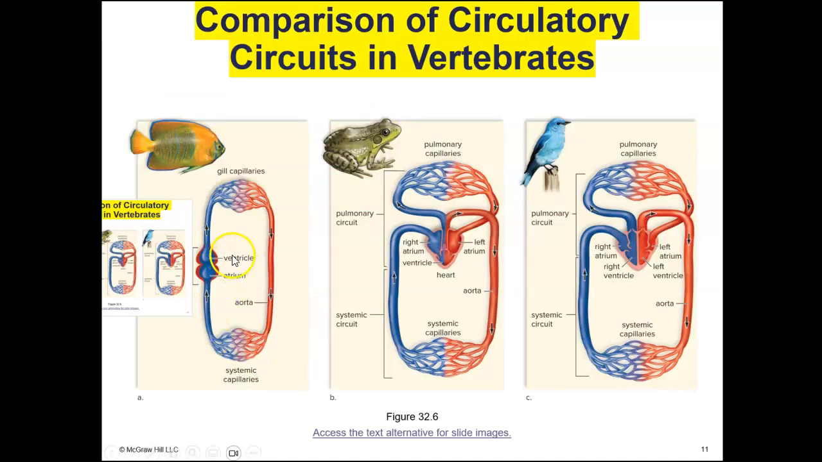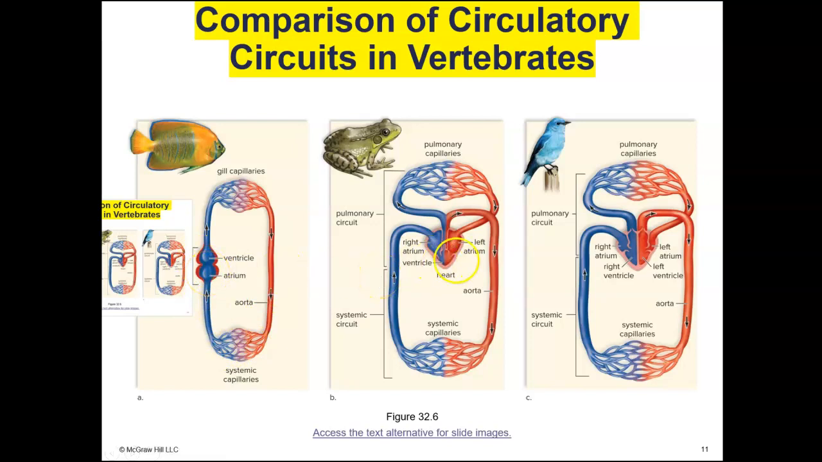And here you can see a picture of how it works in a fish. Blood is pumped from the ventricle. It passes by the gills and picks up oxygen, and then it's transported to all the other body systems and tissues, and then comes back to the heart through the atrium.